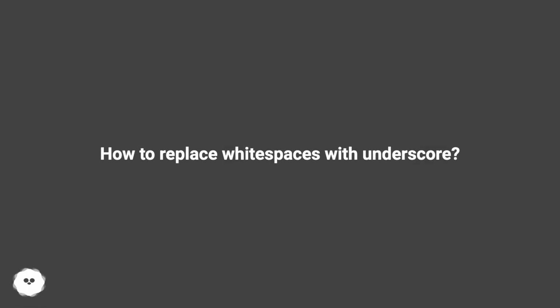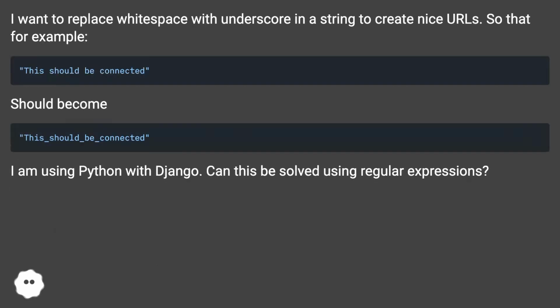How to replace white spaces with underscore. I want to replace white space with underscore in a string to create nice URLs. So that, for example, should become... I am using Python with Django. Can this be solved using regular expressions?